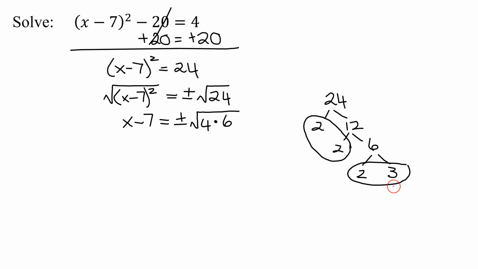Remember I said there's many different ways of factoring 24. If you'd immediately thought of 4 times 6, that's great. But it doesn't matter which way you factor the 24, you'll get to the same answer in the end. So I have x minus 7 equals plus or minus, the square root of 4 is 2, times the square root of 6. Because there are no perfect squares in 6, it won't simplify anymore. Have I solved this for x yet? No, I've got to add 7 to both sides.